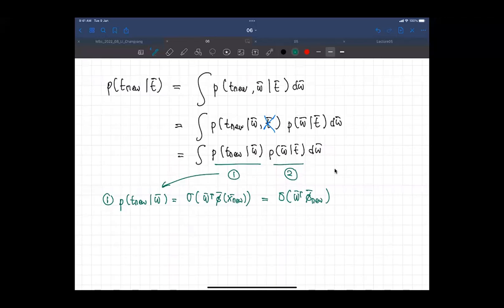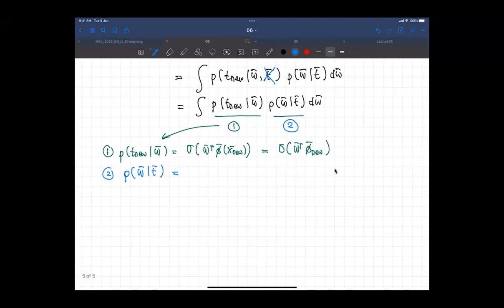Okay, let's look at number 2 now. Number 2 is P of W given T bar. We need to expand this because we don't have this term. What does this term look like?